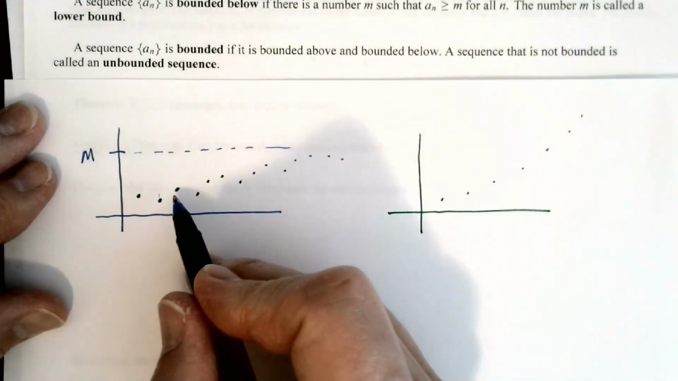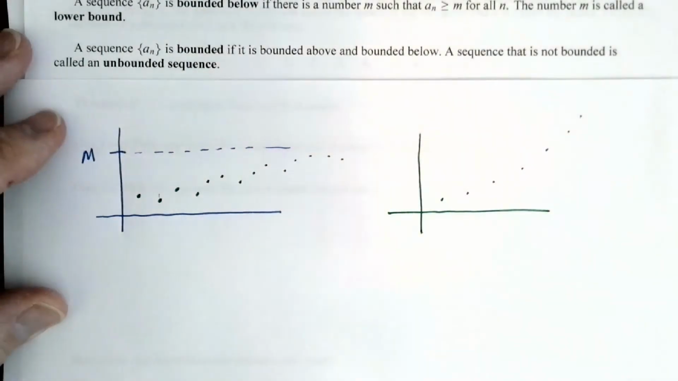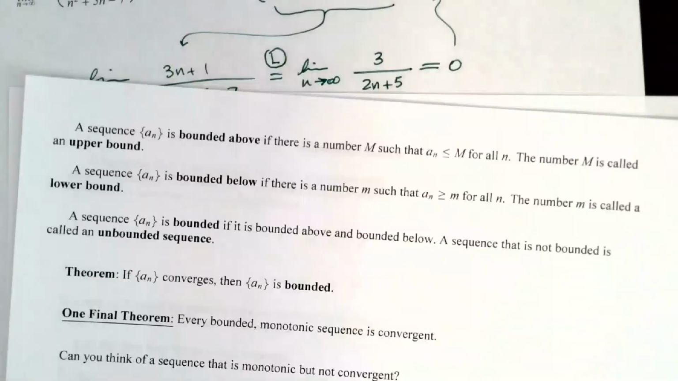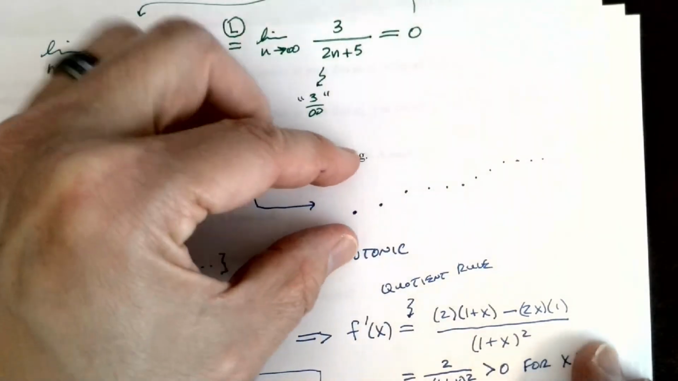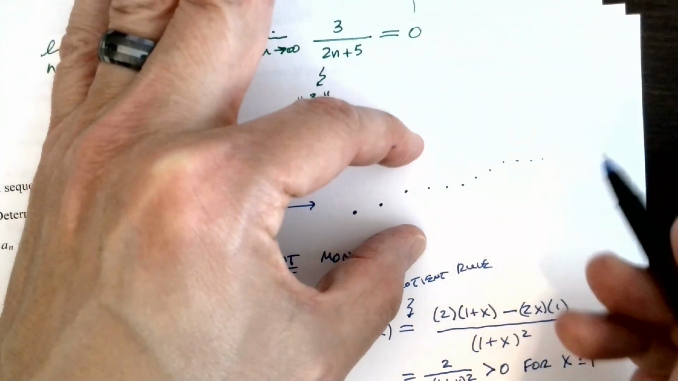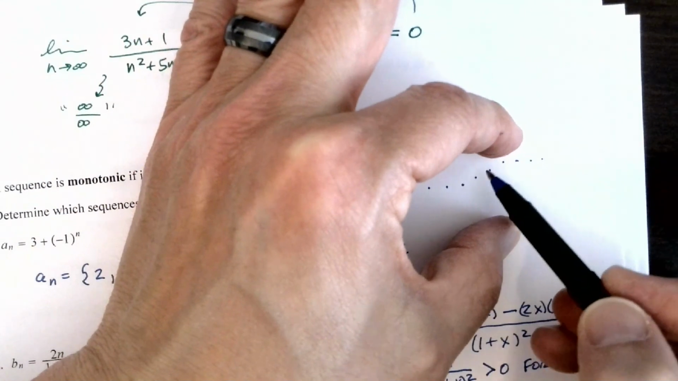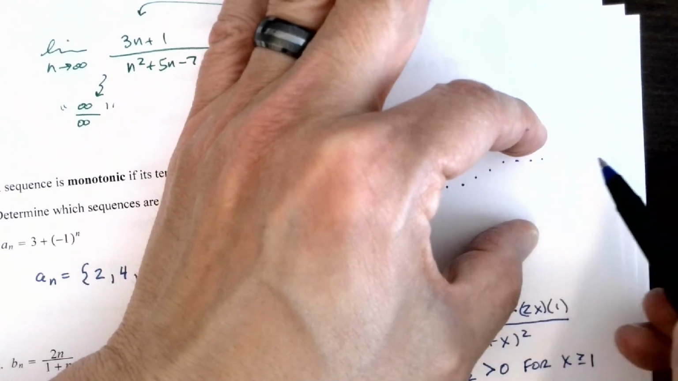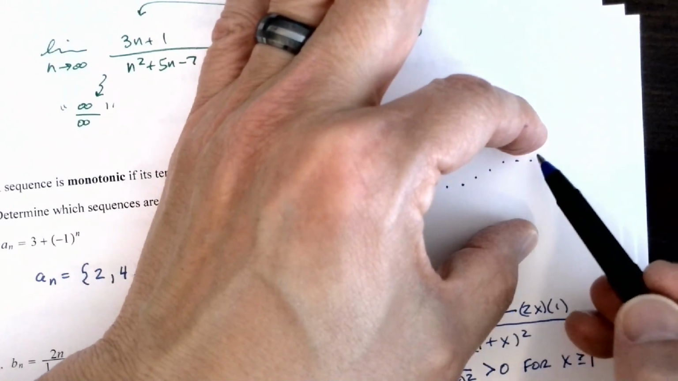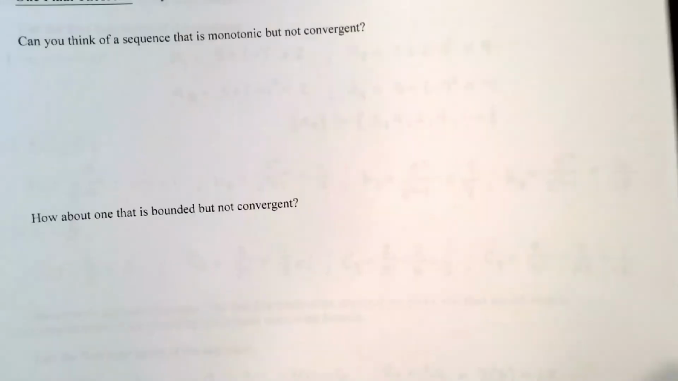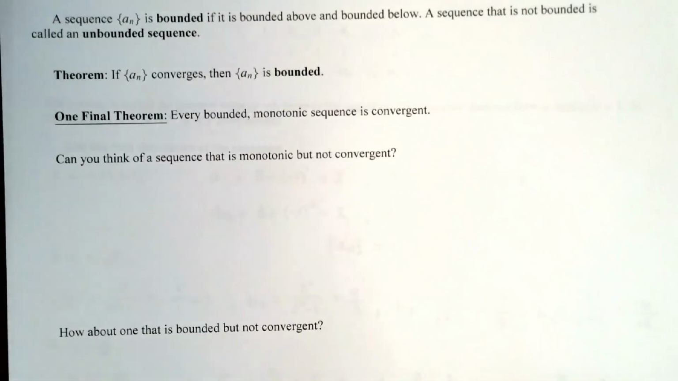If we're bounded and monotonic, say this sequence was non-decreasing, always going up or staying constant, and it's bounded, then you're either going to settle off and be constant forever, which means you've reached a limit, or you're getting closer and closer to this upper bound. So if you're bounded and monotonic, then you must be convergent. That's another way we can prove convergence of a sequence.